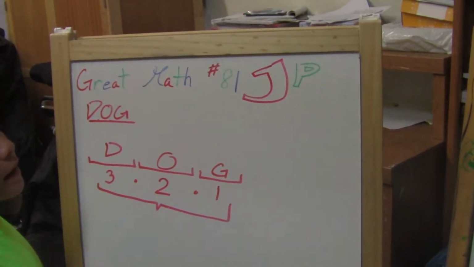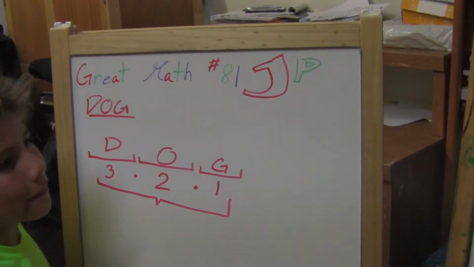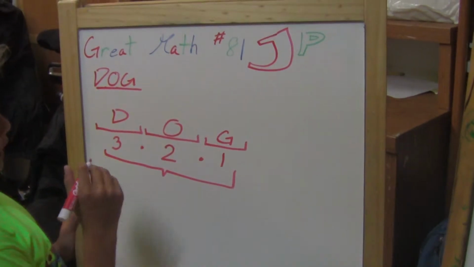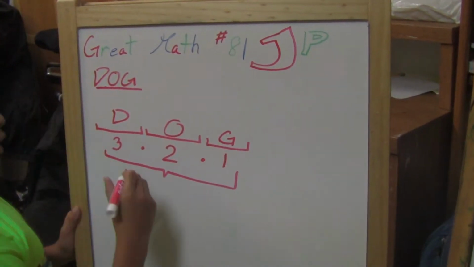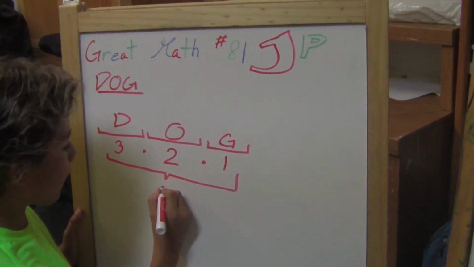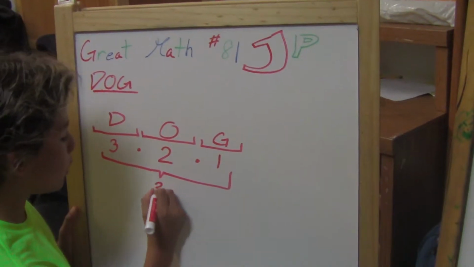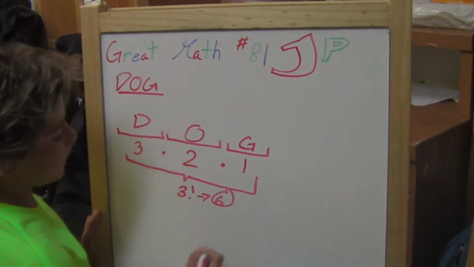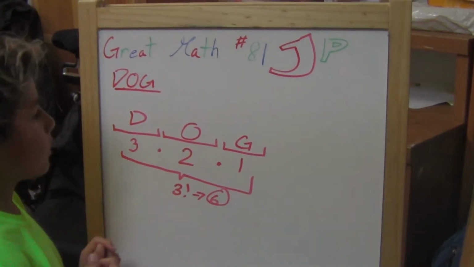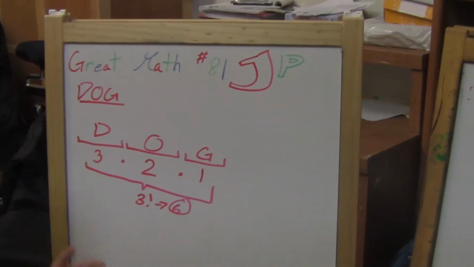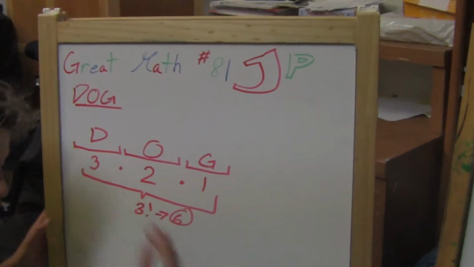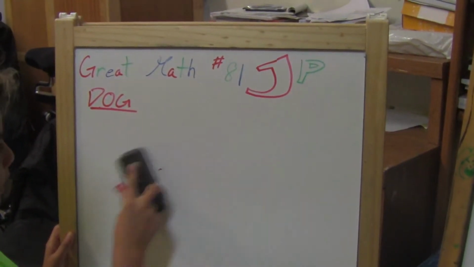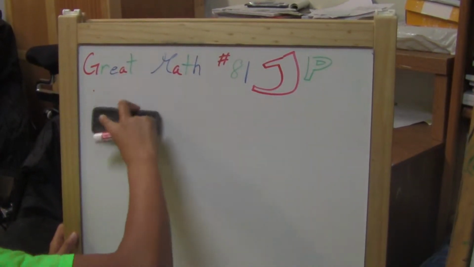It's not going to be this amount of possibilities or this amount of possibilities. No, it's going to be all of them combined. So 3 times 2 times 1, which is actually 3 factorial, or in simpler terms, basically 6. So there are 6 total possibilities or arrangements to mix up the word dog. Okay, number 1's out of the way. Now we're down to problem number 2.